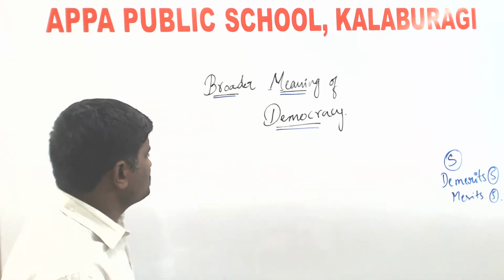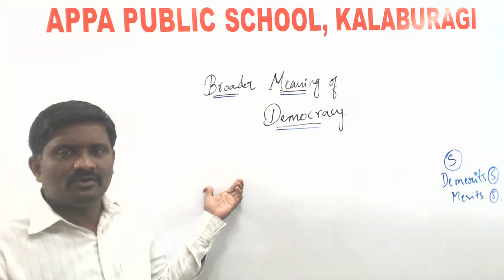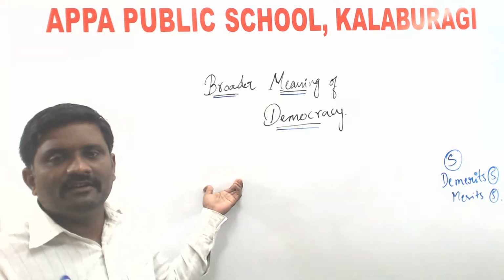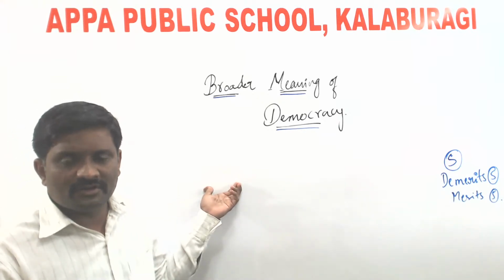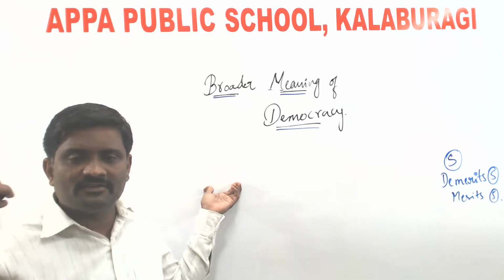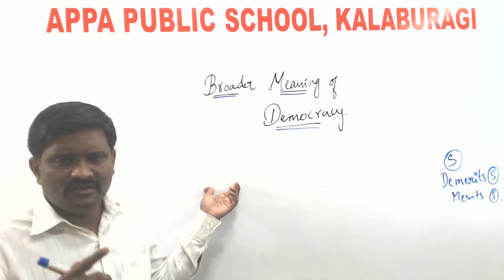See, the first point, as I told you, is that leaders keep changing in a democracy. This leads to instability in a democracy. It means there is no stability, because the leaders continuously keep changing their parties.